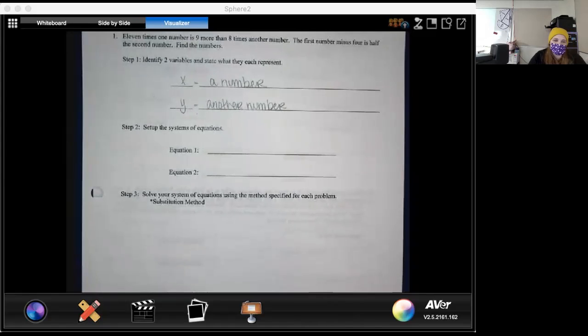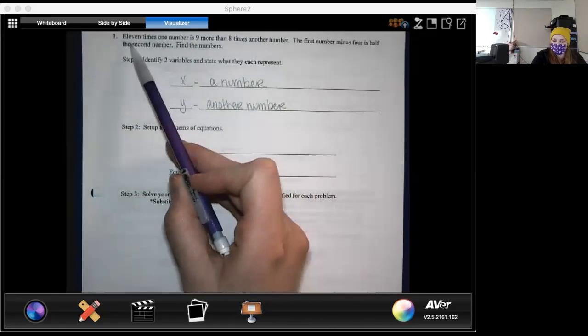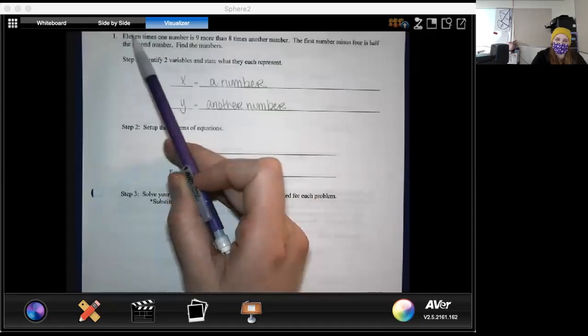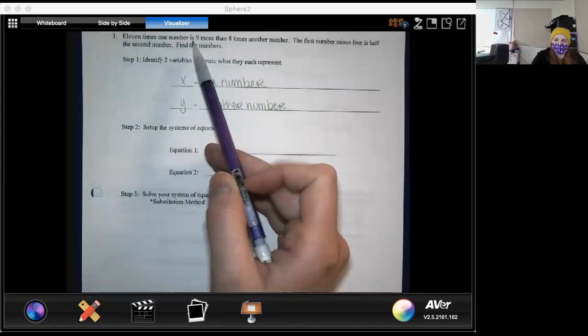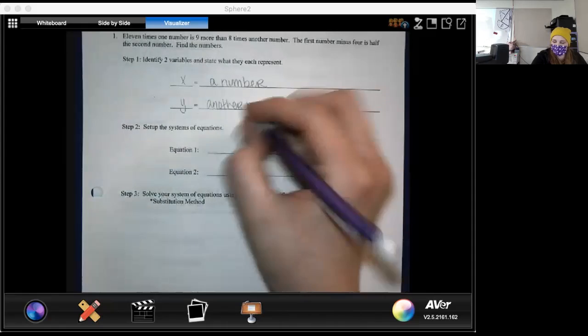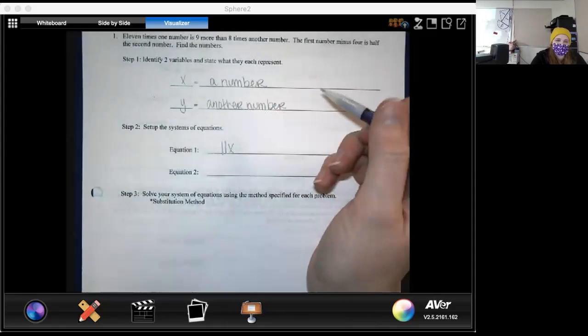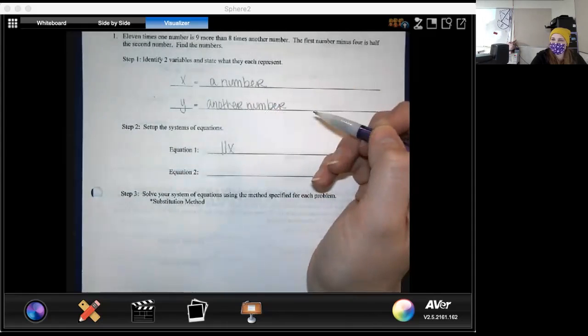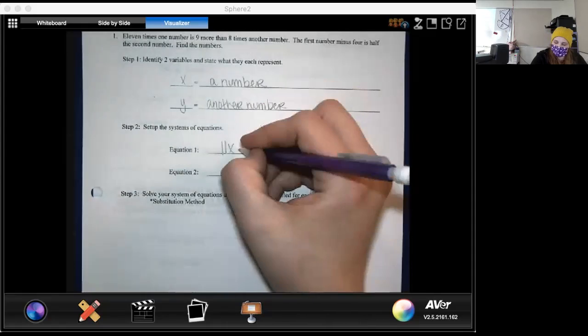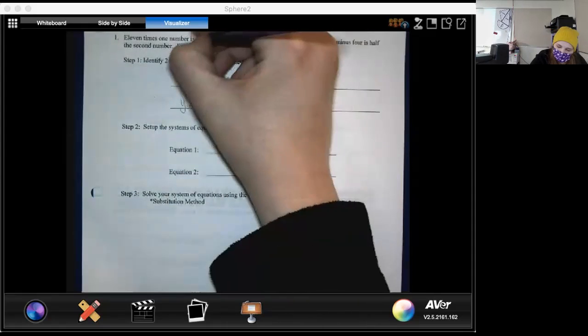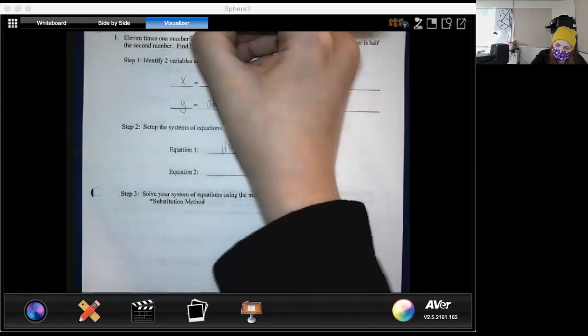All right, step 2, set up the system of equations. So we need to come up with the equations we're going to be working with. Based on our first sentence, we'll have our first equation. So we have 11 times one number. What would be my first part of my equation? 11x, right? Then it says is. What does is mean in reference to equations? Is means equal, good. Is always means equal.